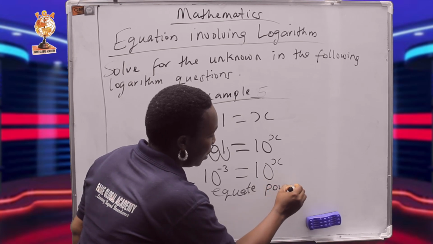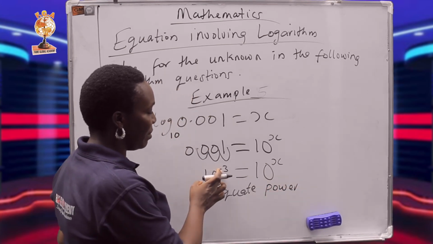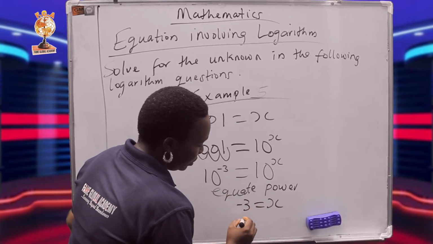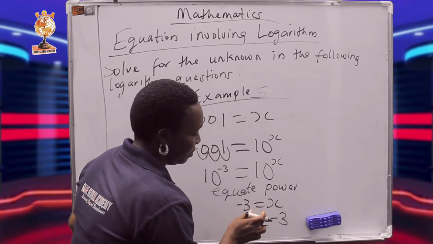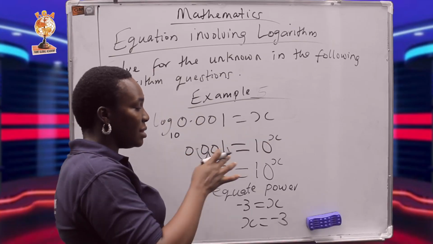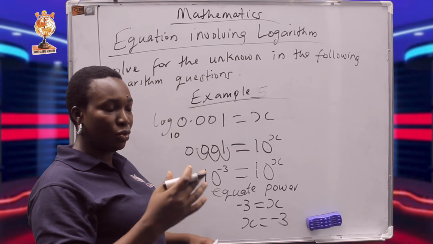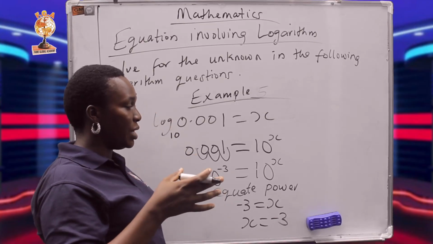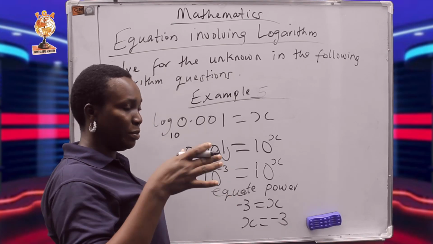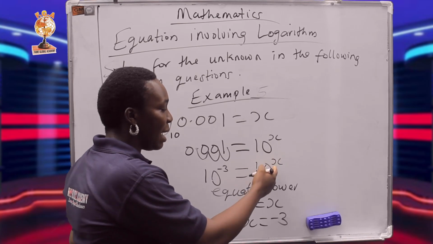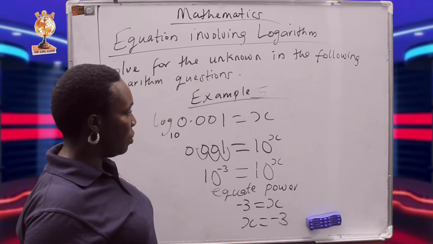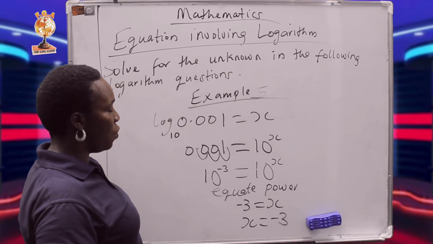power. So if we are to equate power, what are the powers? We have minus 3 and x. So you say minus 3 is equal to what? X. Or x is equal to minus 3. The same thing. So once the two bases are the same, you equate power. If the two powers are the same, you equate base. It works in the two ways. Wherever the unknown is, if the unknown is the base, then you have to make the powers the same and equate base. But if the unknown is appearing as the power, then you have to make the base the same to equate power. Okay, so this is our example 5.